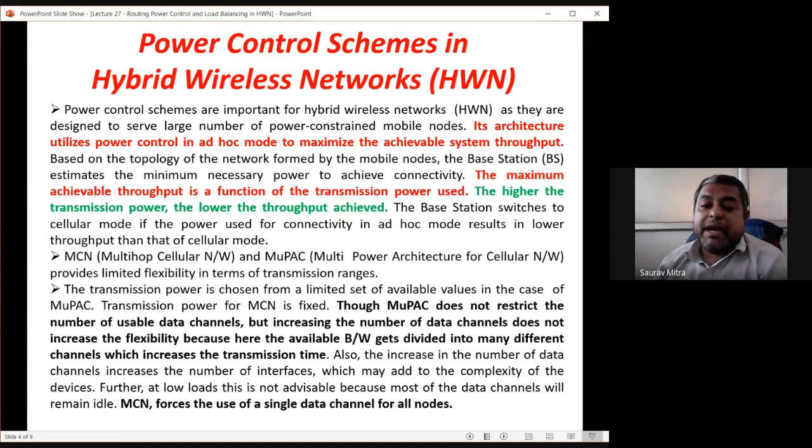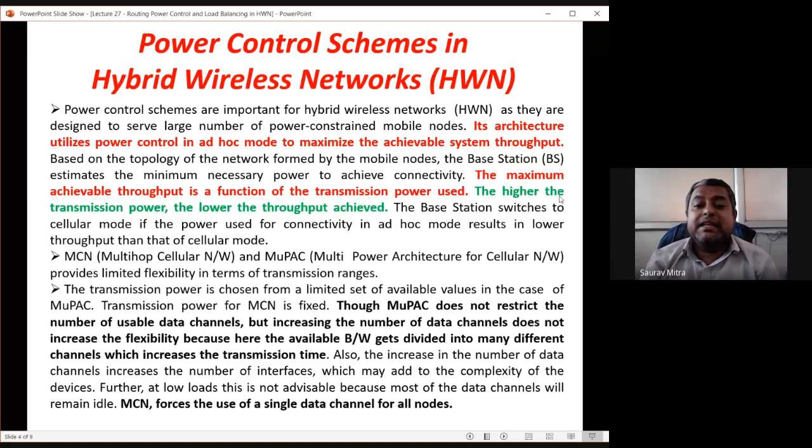So there is a difference between MUPAC architecture and MCN architecture. MCN architecture is a kind of unicast architecture, single sender to single receiver over a single data path, whereas MUPAC architecture is a multi-path kind of architecture. In that case, control overhead will be more, and energy wastage will be more. In case of MUPAC, as the energy wastage is more, the output will reduce. But MCN has a single data channel for all nodes. This is a basic introduction to power control schemes in hybrid wireless networks. Why power control is required is explained here: the higher the transmission power, the lower the output. That means if you can reduce the transmission power, the overall network output will be increased.